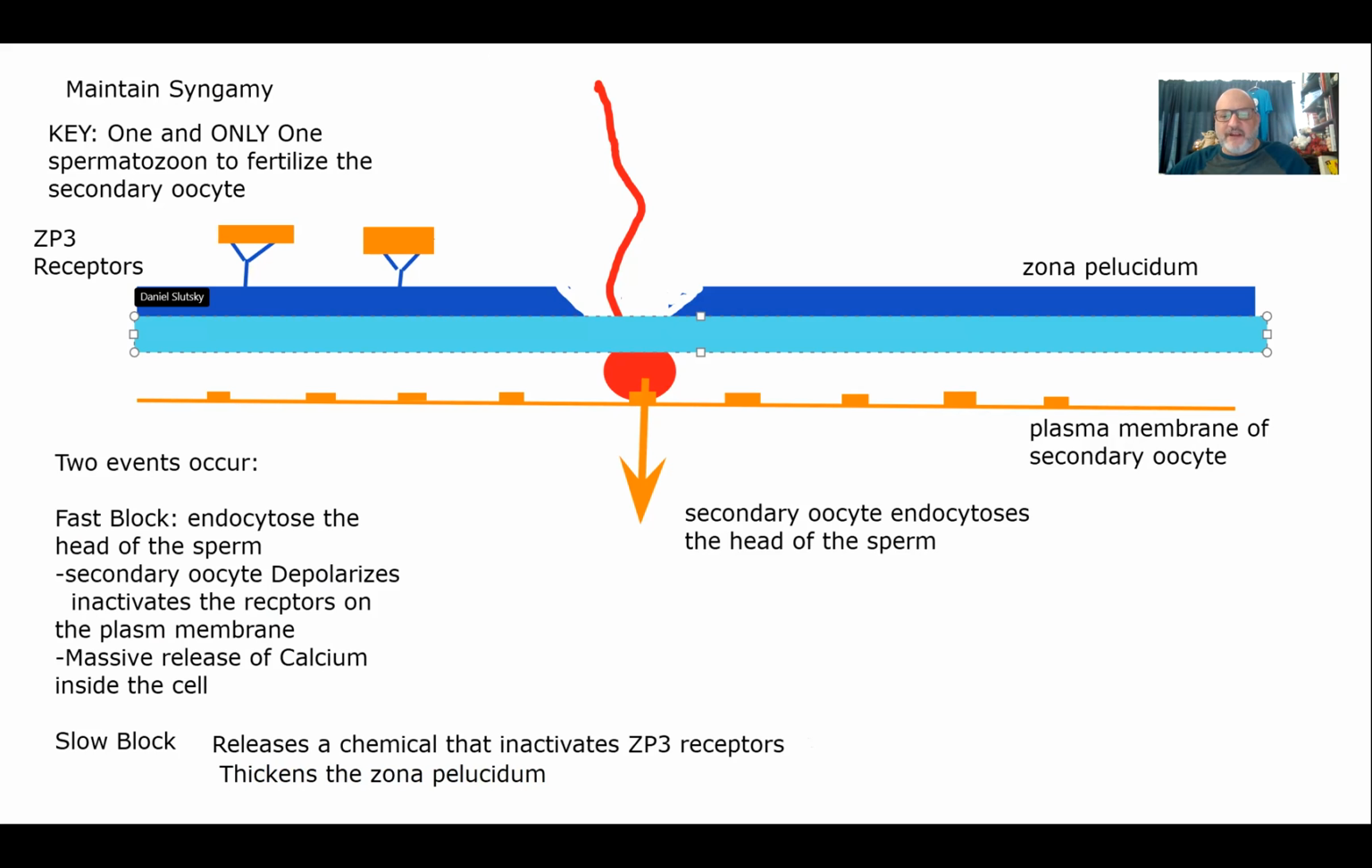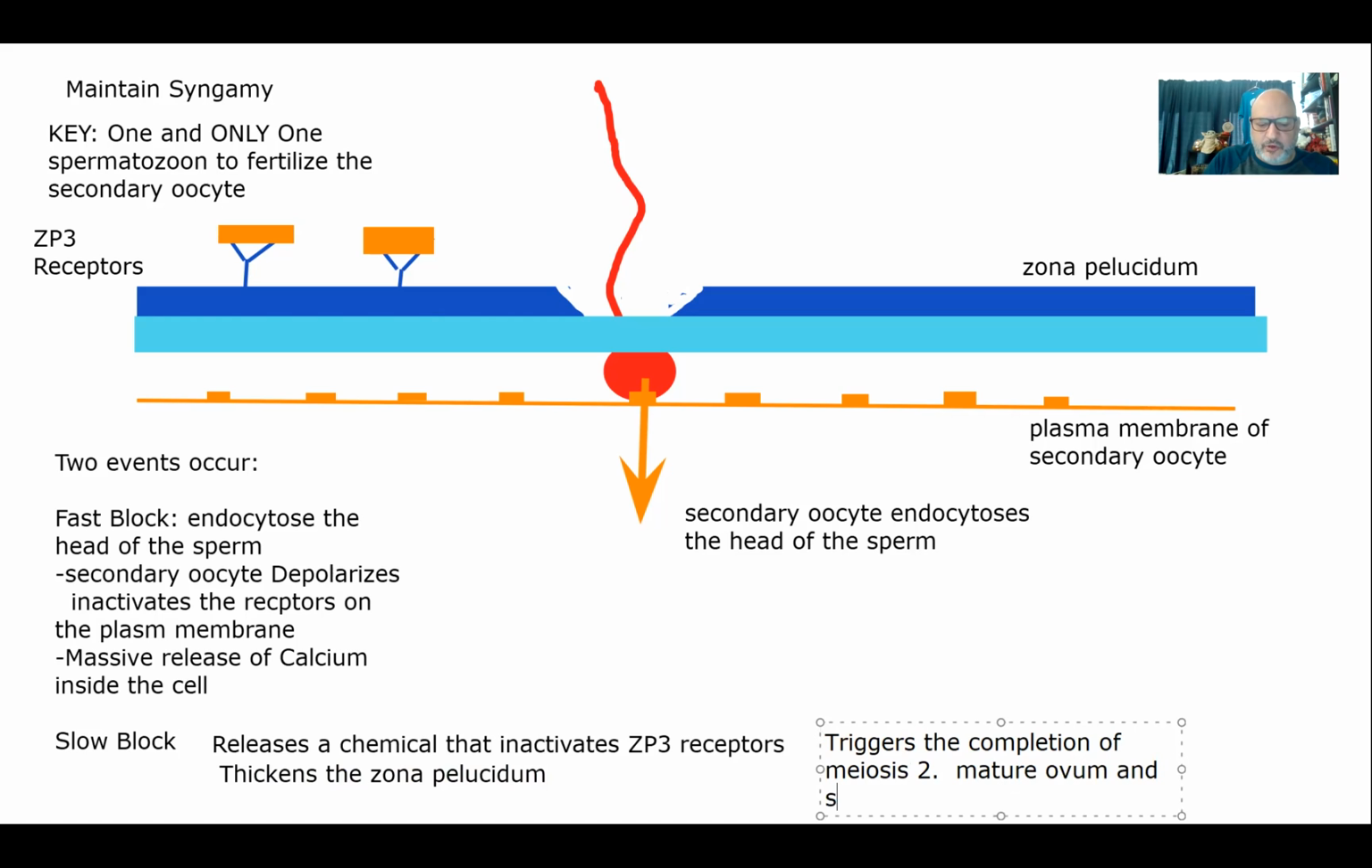And then, of course, we can't forget the last thing that calcium does. It triggers the completion of meiosis 2 so that we get our mature ovum and our second polar body. So in this fashion, not only do we get the fertilization of the egg, but we help to maintain the fact that only one sperm and not more than one gets in.